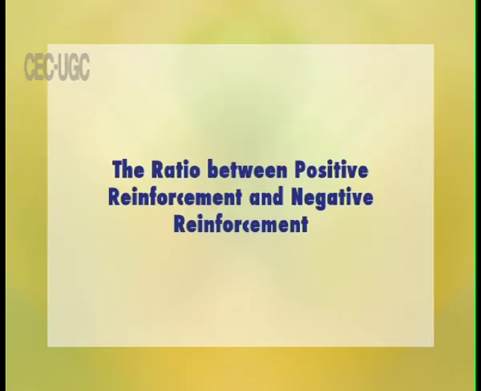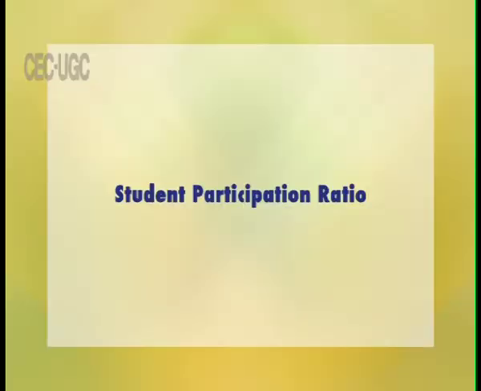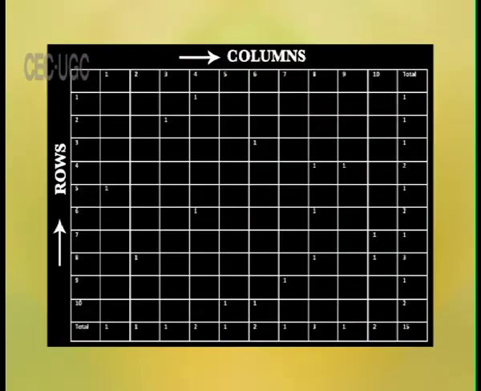Third, the ratio between positive reinforcement and negative reinforcement. The sum of columns 1, 2, 3 is to be divided by the sum of columns 6, 7. If the ratio is more than 1, then the teacher is said to be good. Then fourth, student participation ratio. The sum of columns 8 and 9 is to be divided by the total sum. The answer will reveal how much the students have participated in the teaching learning process.